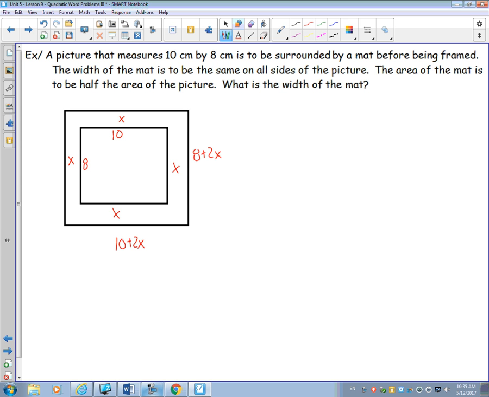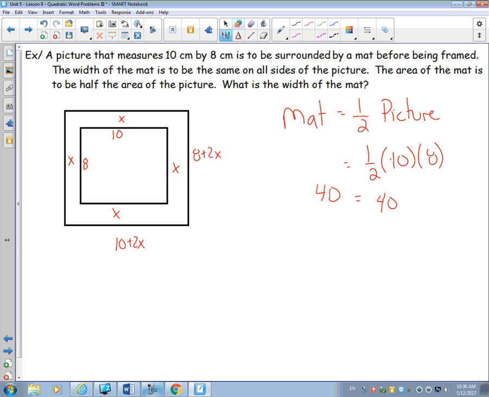Okay, the area of the mat is to be half the area of the picture. Oh, that's something new. The mat equals half of the picture. Okay, what is the width of the mat? So let's find the area of the picture. The picture is 10 by 8. So 1/2 times 10 by 8 is 40. So that means the mat is 40.